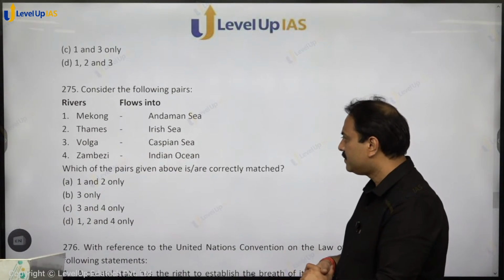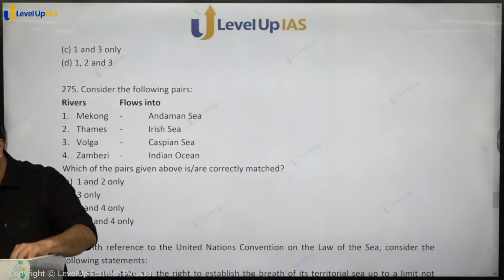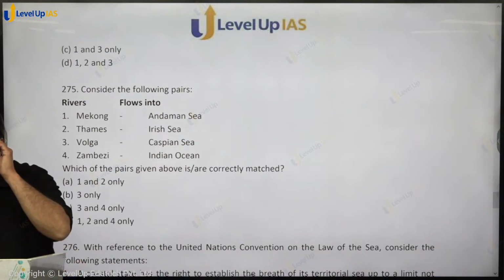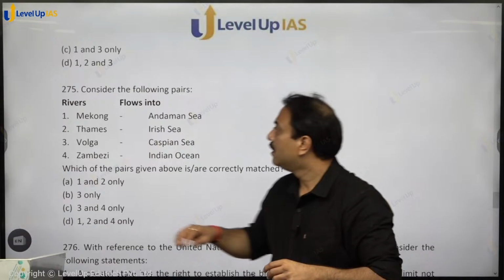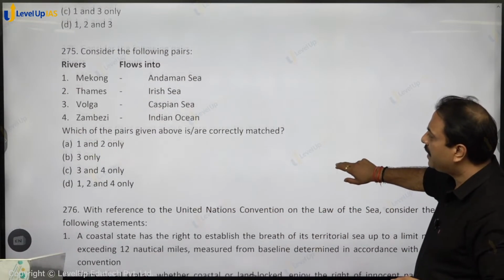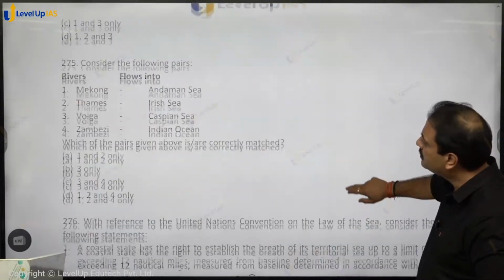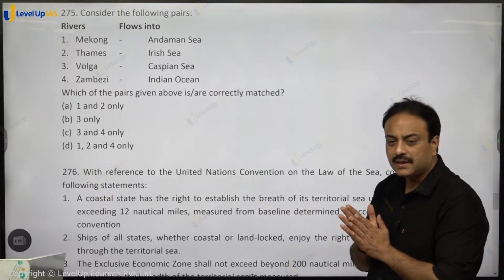Consider the following pairs. Rivers flowing into which water body? Yes, you are correct. Whatever you have written is correct. Consider the following pairs. We did this, no? Yes, sir. Rivers flowing into Mekong, Andaman Sea.